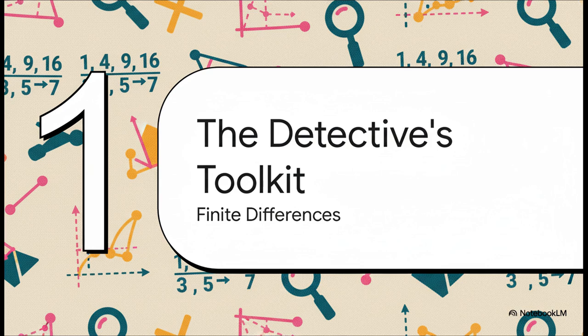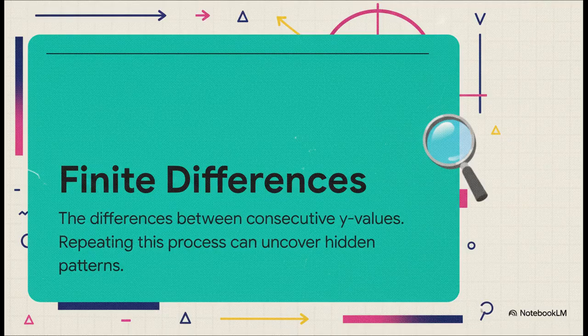Every good detective needs a toolkit, and ours has this one awesome tool that's just perfect for this kind of mystery. It's called the method of finite differences. And trust me, it's going to help us uncover the pattern that's hiding in plain sight. So, what in the world are finite differences? It sounds complicated, but it's really not. It's just a fancy way of saying we're going to find the difference between the y values that are next to each other. We just subtract. But the real magic happens when you do it again and again. It's like peeling back the layers of an onion to find the core truth.